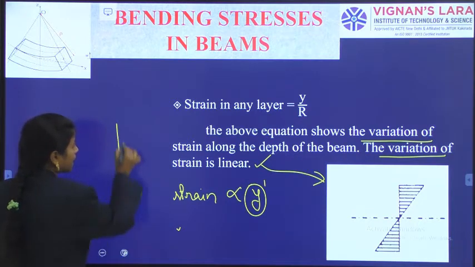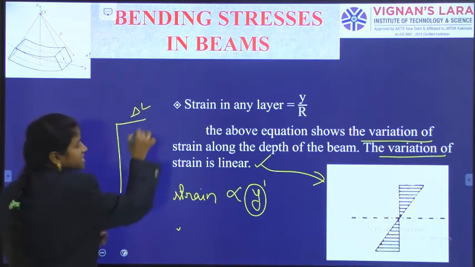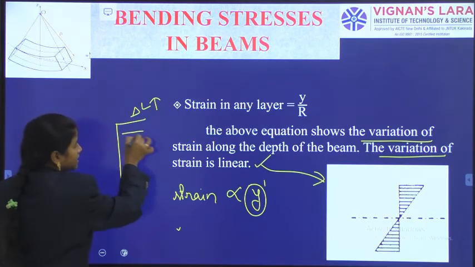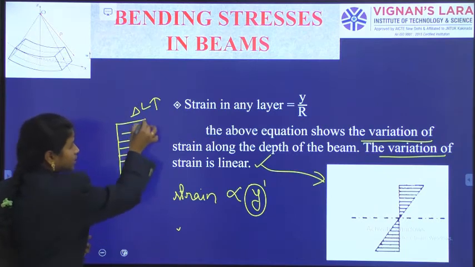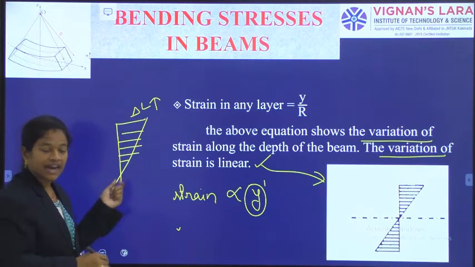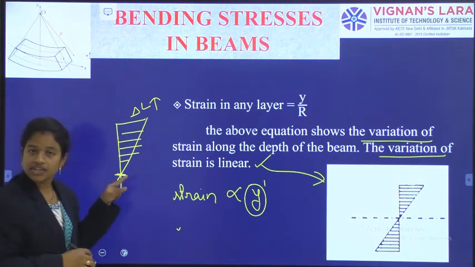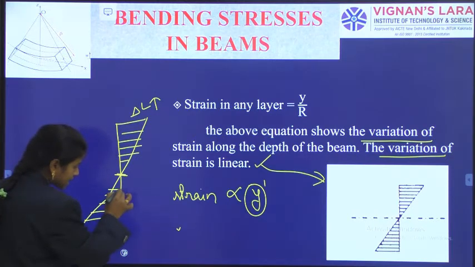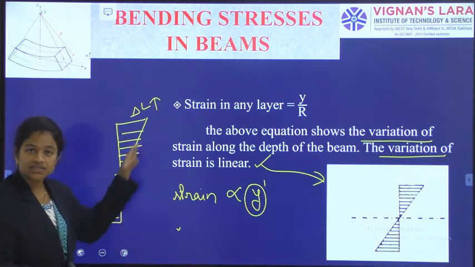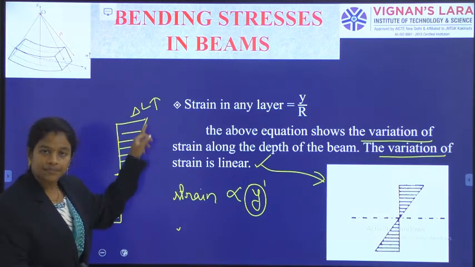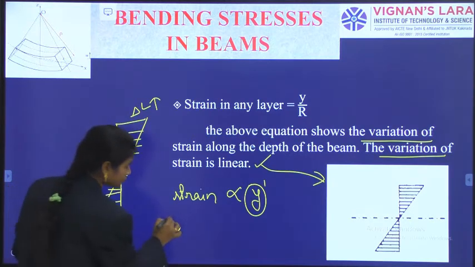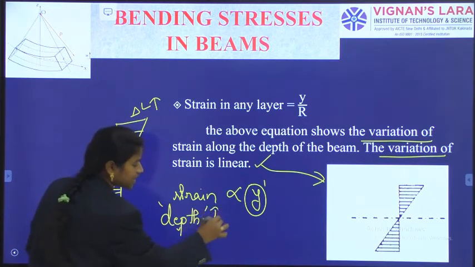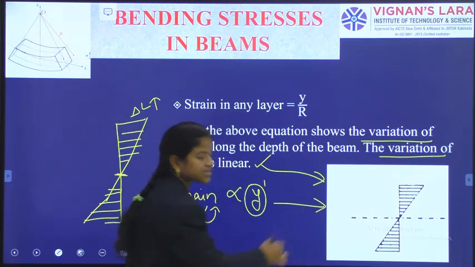From the top, as we have observed, the change in the length is more. It is high, and when it is coming near to the neutral axis, it is reducing. Again, at the neutral axis, there is no change in the length. When I am going away from the neutral axis, I am observing more change in the length. So this is the strain diagram along the depth of the beam. With respect to depth, this is how the strain is changing in the form of this linear action.